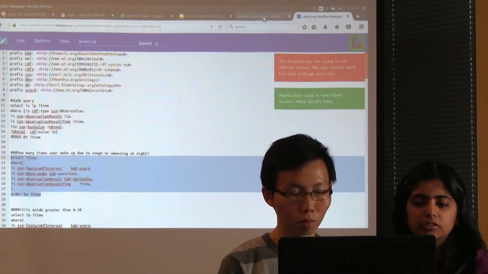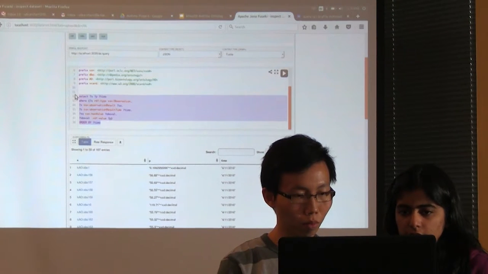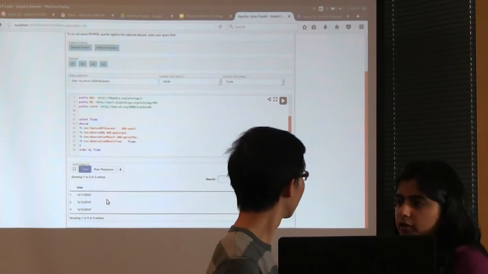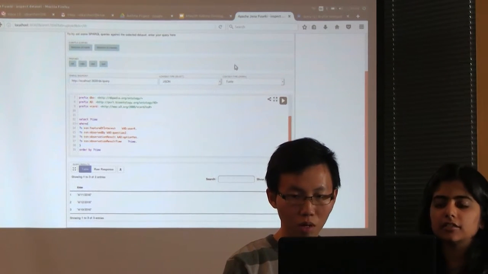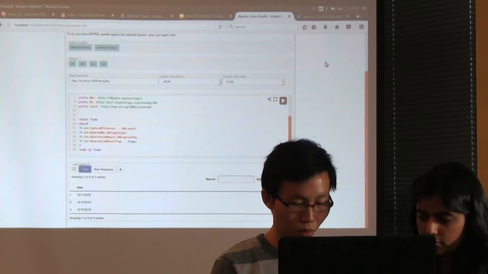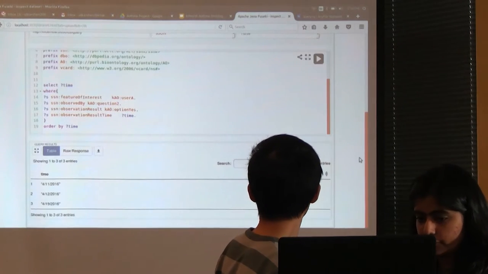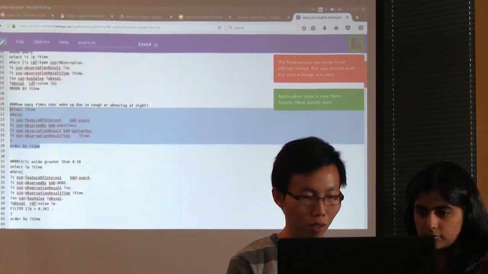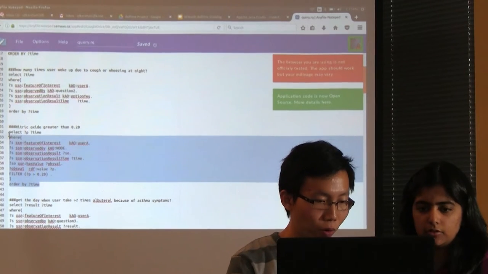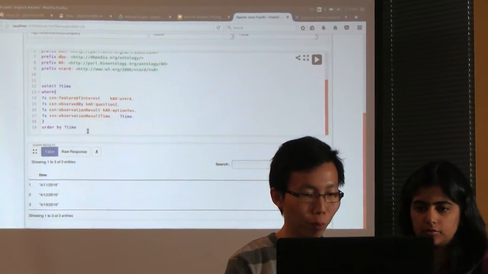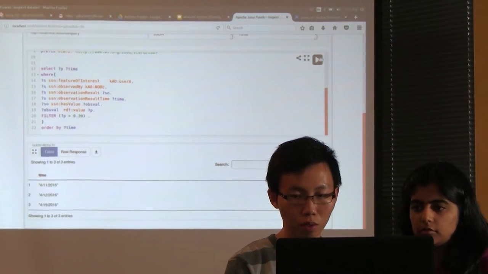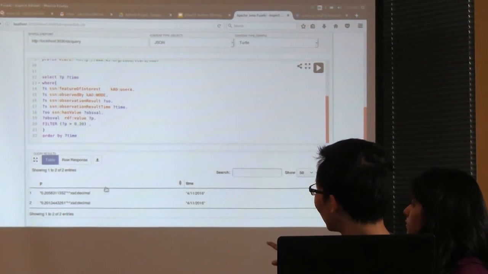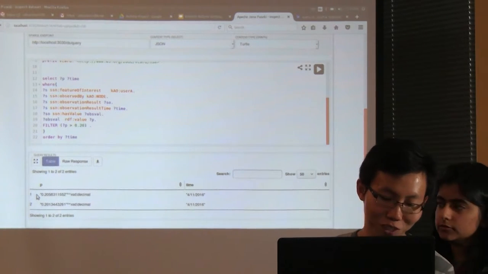This one gives us how many times a user woke up with cough or wheeze at night. So we get 3 days when the user woke up with cough. These are the time, the day. Let's try the second query to find the days where the user has nitric oxide greater than 0.20. These are the values, and this is the time that it happened. Yes, it's greater than 0.20, slightly higher.